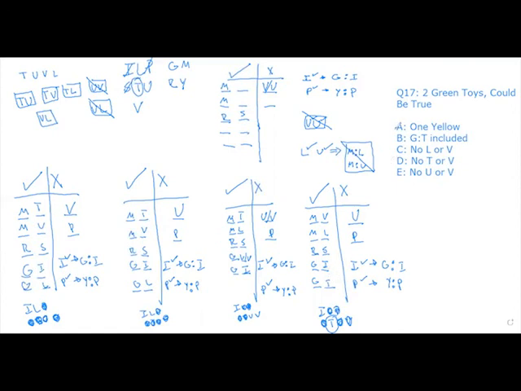Any of the worlds, A, one yellow, don't have that in any world. B, green T is included. Yeah, it's right here. C, no L or V. It doesn't look like that works in any world. D, no T or V. Doesn't work. E, no U or V. Doesn't work. B's our answer.